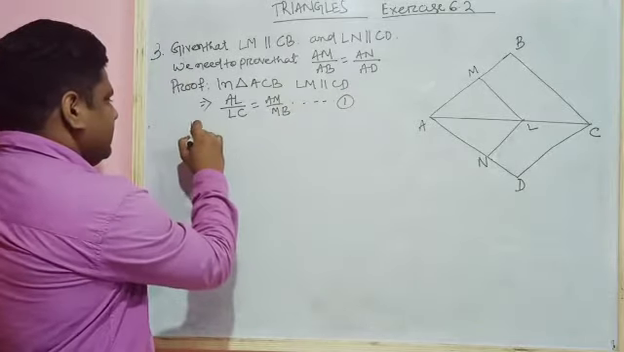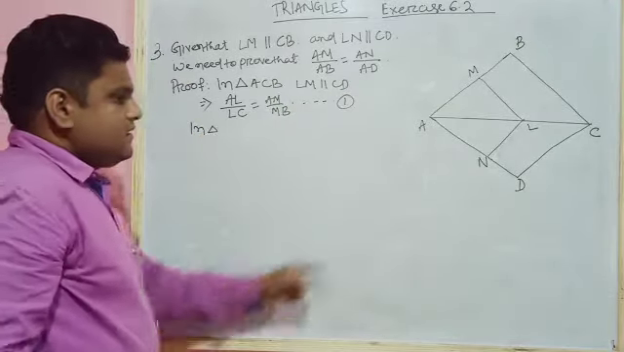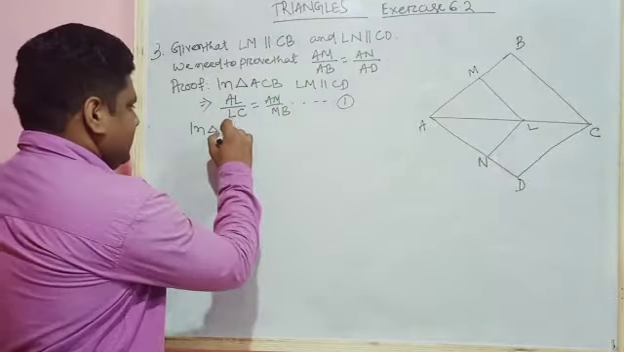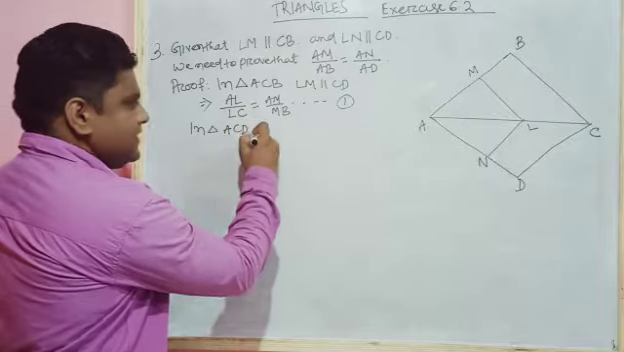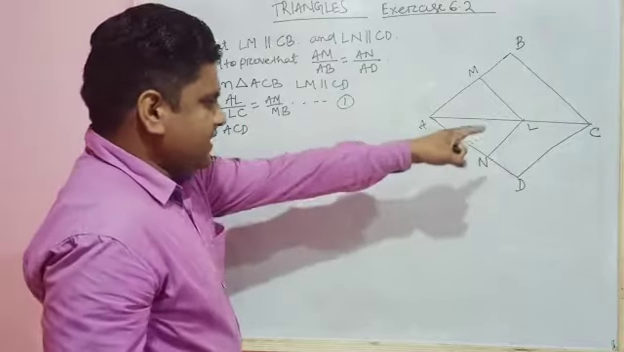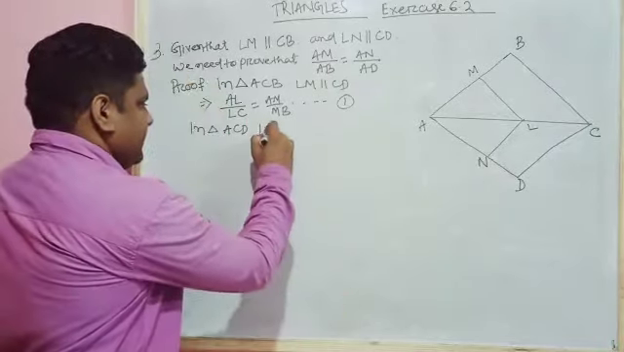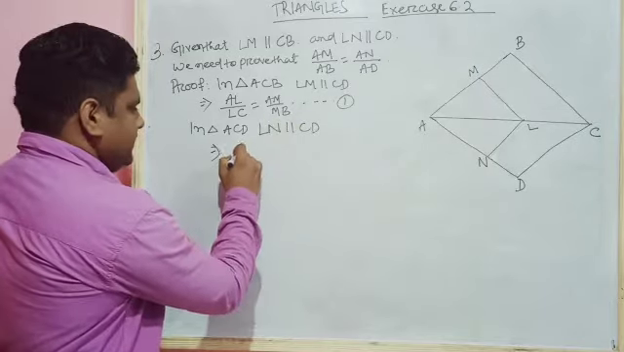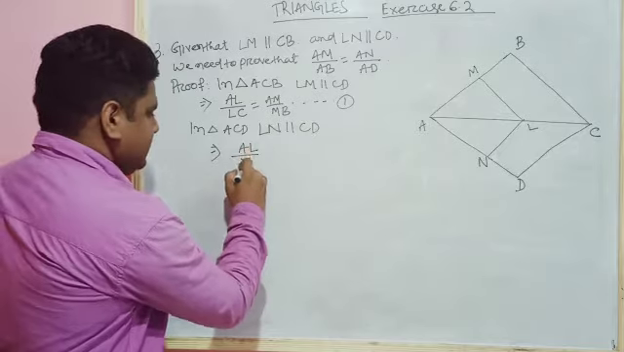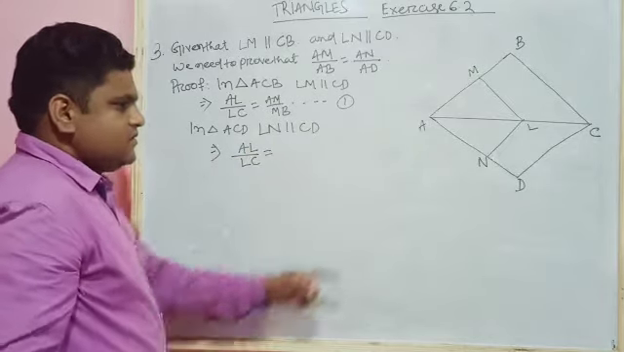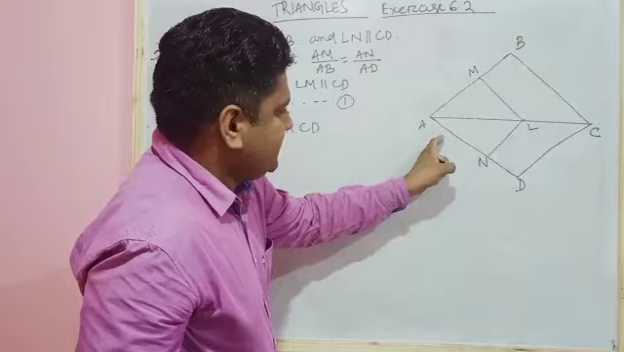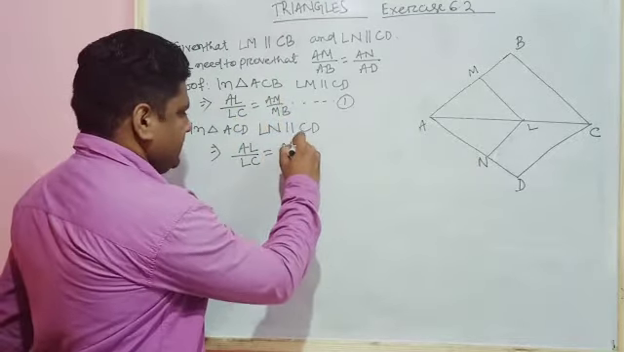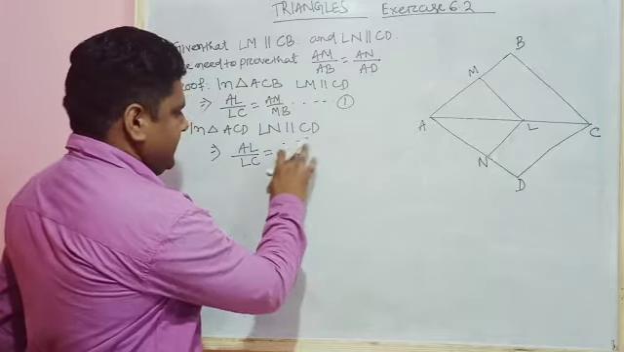Now in triangle ACD, LN is parallel to CD. This implies that we can write AL by LC is equal to AN by ND. AN by ND.